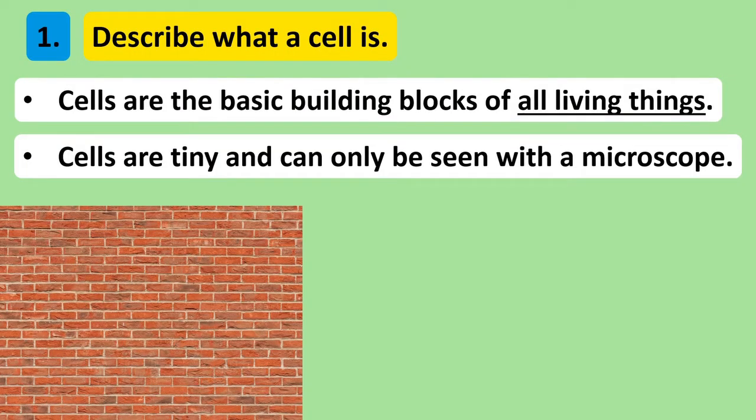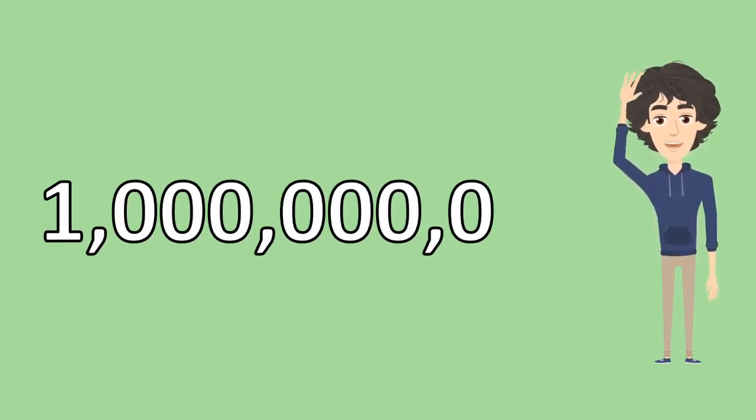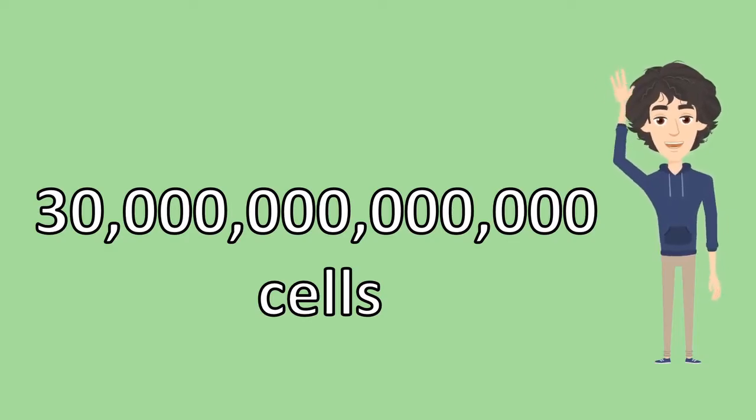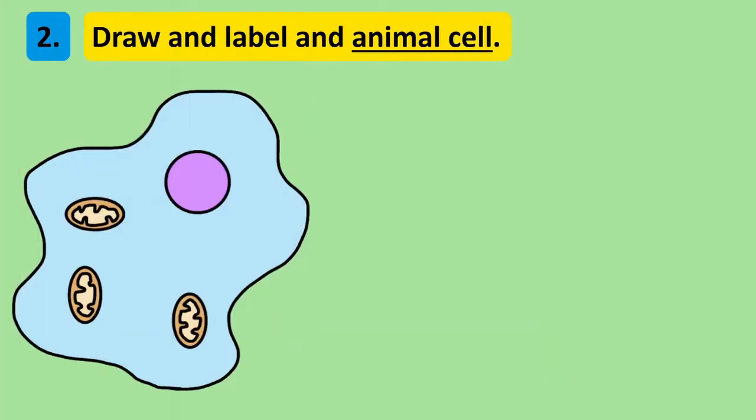I like to think of cells in the same way as I think of individual bricks in a house. If I have enough bricks and stick them all together, I can build a house. And in the same way, if I have enough cells and stick all of those cells together, I can create a living thing. Now you might wonder how many cells there are in a human. Well, the answer is a lot. An average human has not 1 million, not 1 billion, not 1 trillion, but 30 trillion cells. So seeing as we have this massive number of cells, it's very important that we know a bit about them.